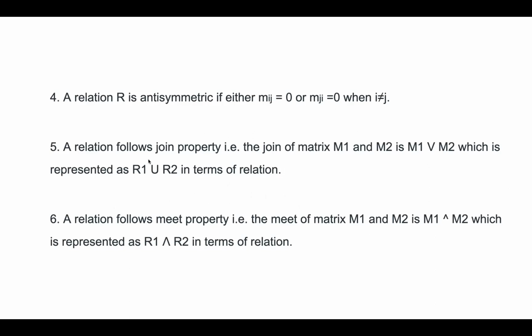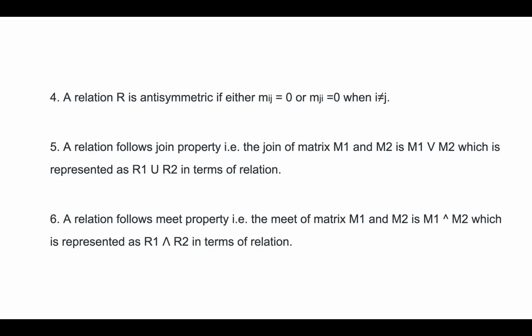Here we can see a relation follows join property, that is the join of matrix M1 and M2 is M1 join M2, which is represented as R1 union R2 in terms of relation. Okay, R1 and R2 union, whatever it will be, that is join of the two matrices.